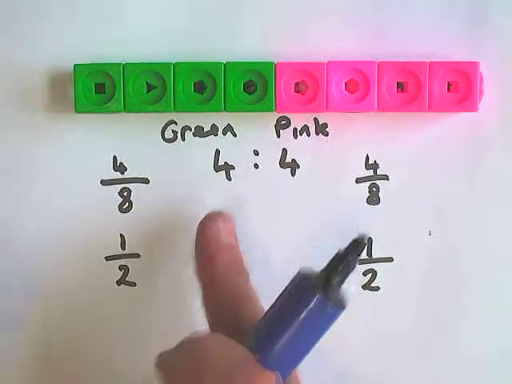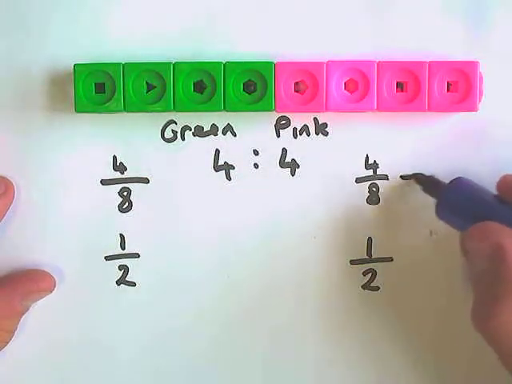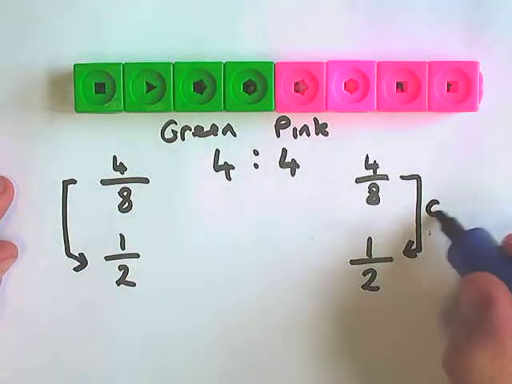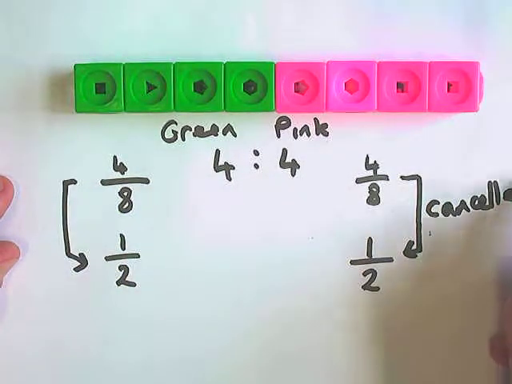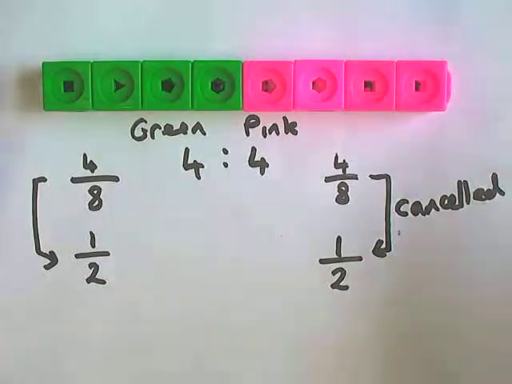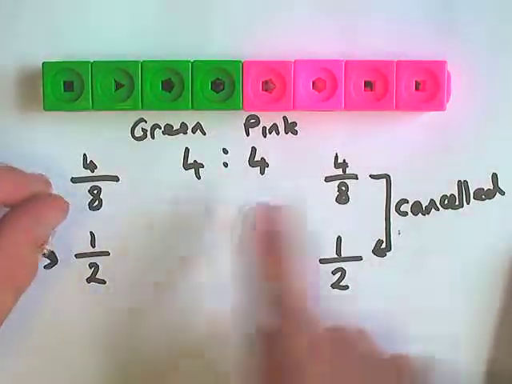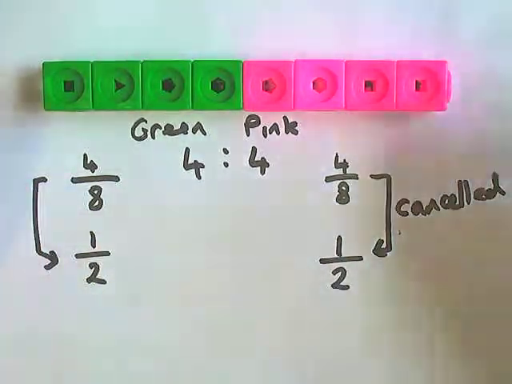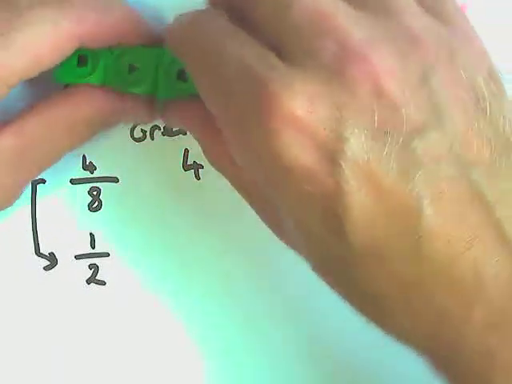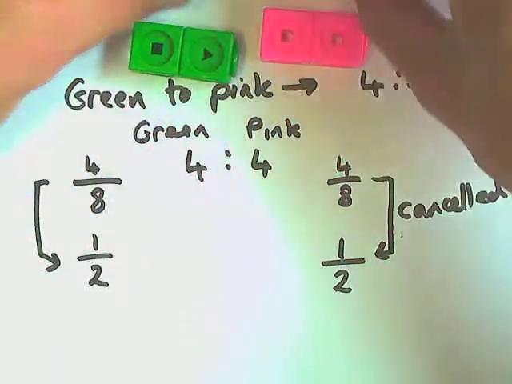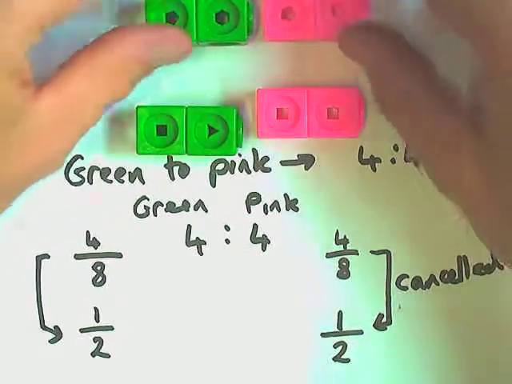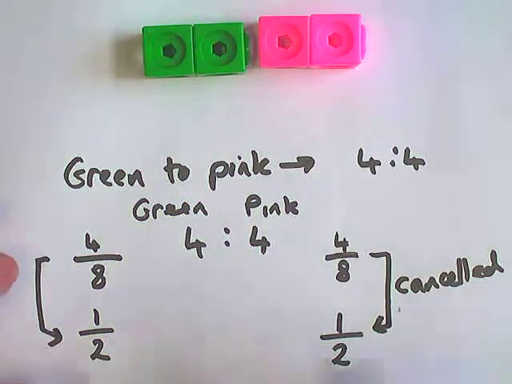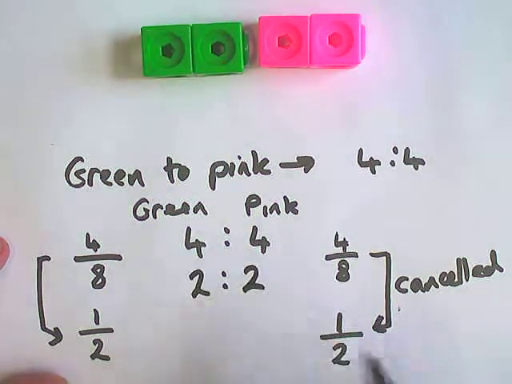And the ratio can also be simplified. Just like we've gone from 4/8 to a half, and that's called cancelling, or cancelled down, we can also do the same with the ratio. Now, if you look at 4 and 4, you look for what times table they're both in. You might notice they're both in the 2 times table. So we can think of it like this. For every 2 green, there's 2 pink. So we can write that ratio as 2 to 2.